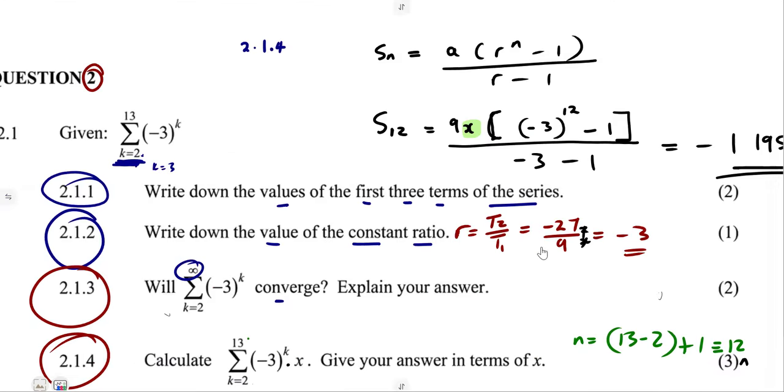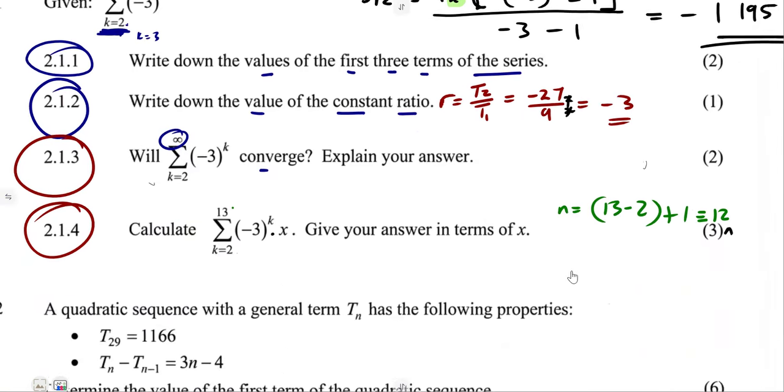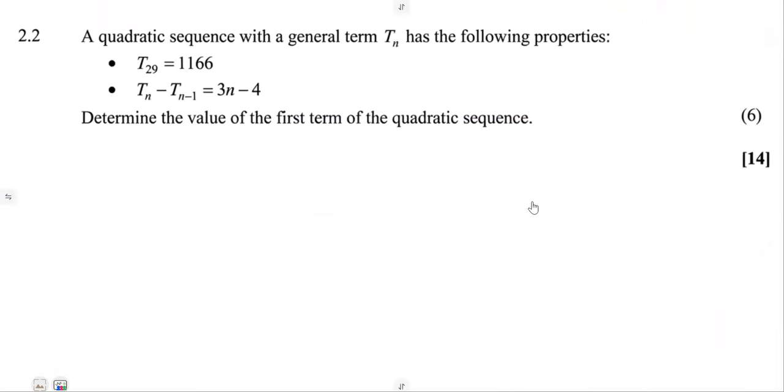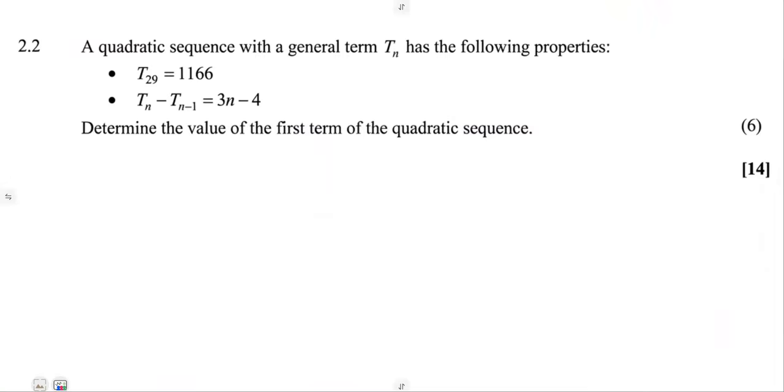Let us consider another part of our question, which is 2.2. A quadratic sequence with the general term Tn has the following properties. So there are some properties that we are given.